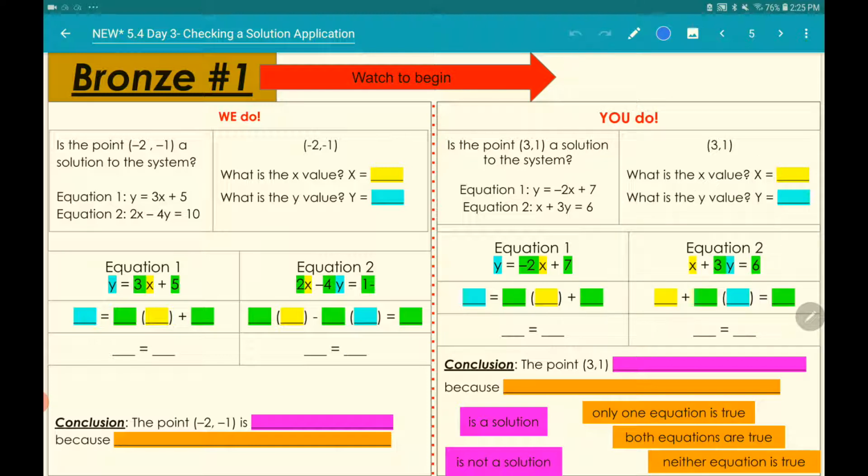All right, so where do we begin? Let's go over the "we do together." Now, as I'm writing in, you're again going to type wherever you see highlighted spaces. So just keep that in mind.